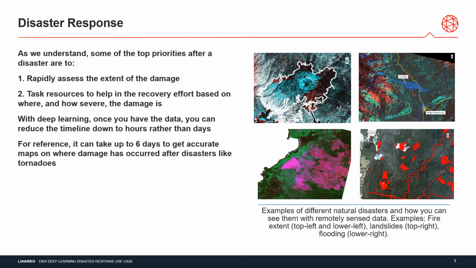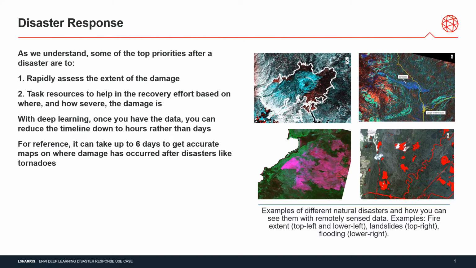ENVI has traditionally had many examples for disaster response to process remotely sensed imagery and extract valuable information to help save time and lives. This same story applies to the ENVI Deep Learning module, where we focus on reducing the amount of time to create maps that can help direct resources to the hardest hit areas during a natural disaster. For this particular scenario, we are going to focus on building damage as a result of tornadoes.